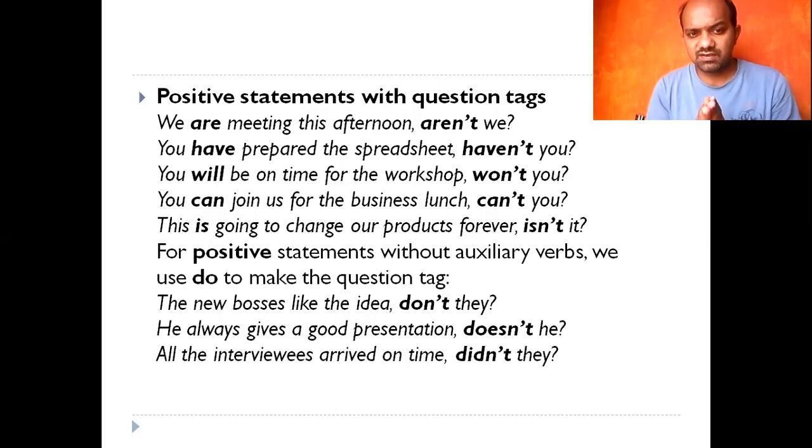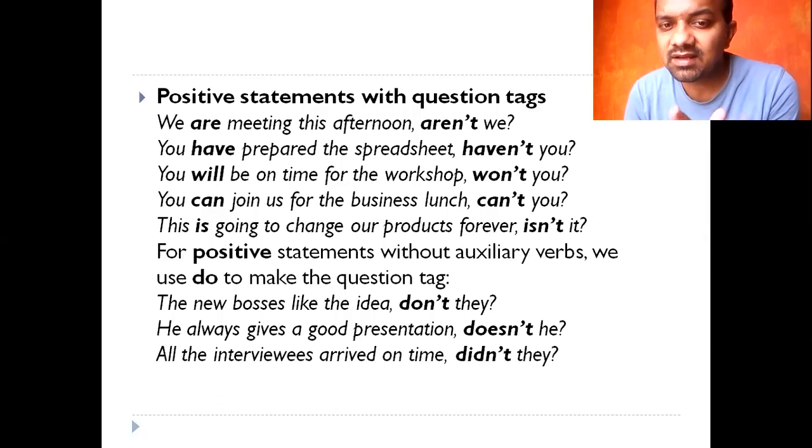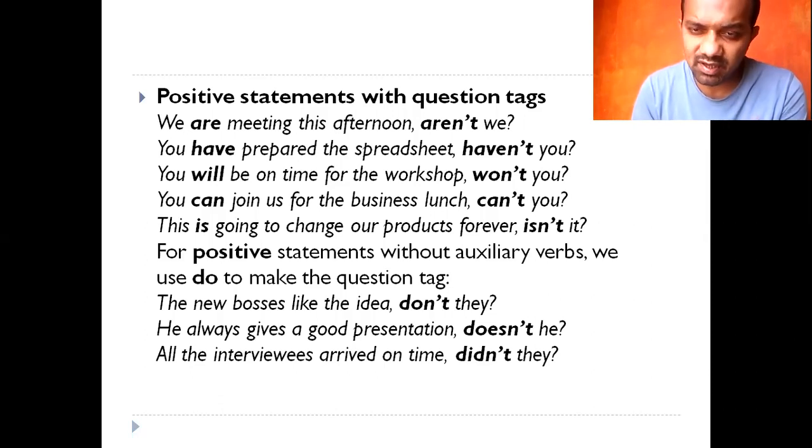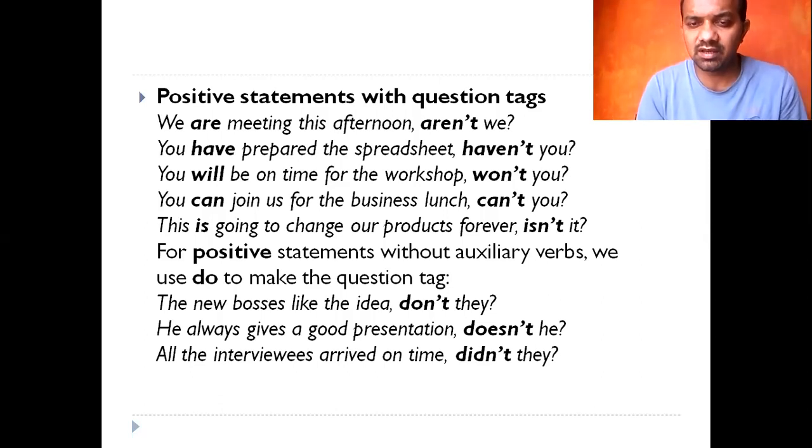The new bosses like the idea. The new boss likes or liked the idea. The new bosses like the idea. Let me keep it in the simple present only, not liked. Take the sentence as it is there on the screen. Let us not change it. The new bosses like the idea. Like is the main verb here in the sentence. The new bosses is the subject. So there is no auxiliary verb here.